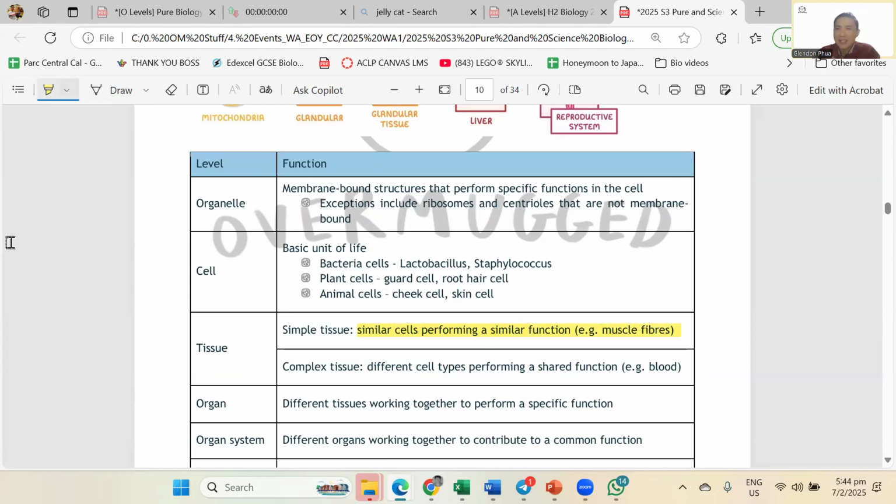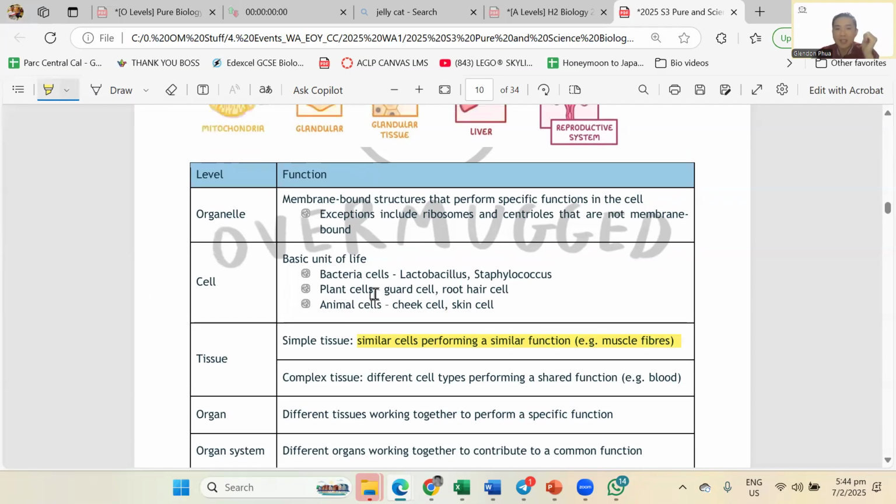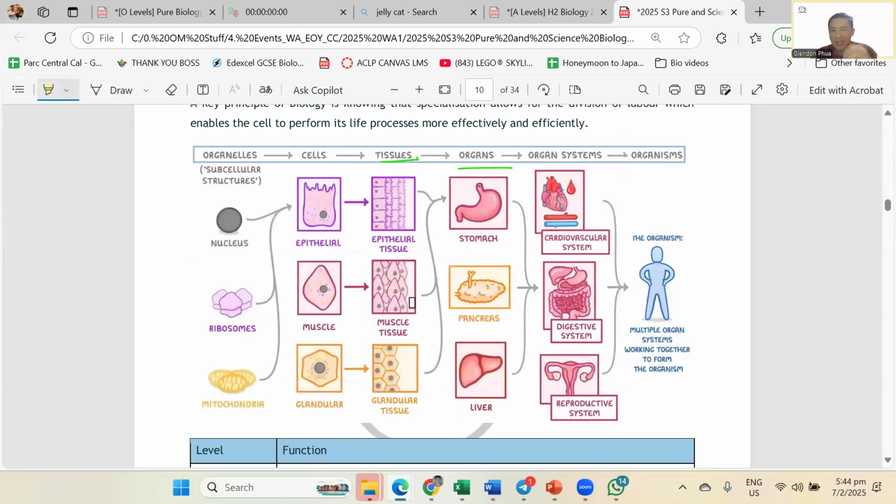Okay, now complex is only mostly for blood lah. So that's an outlier. But in your MCQ, generally just know cells is the original number one. I put many cells together, I get simple tissue, like muscle tissue, skin tissue. Then stomach, pancreas, liver, that is the organs. All your organs are many different types of tissue working together. Why? I have my stomach cell. I have my nerve cell. I have my blood cells. Because I have different tissues working together.